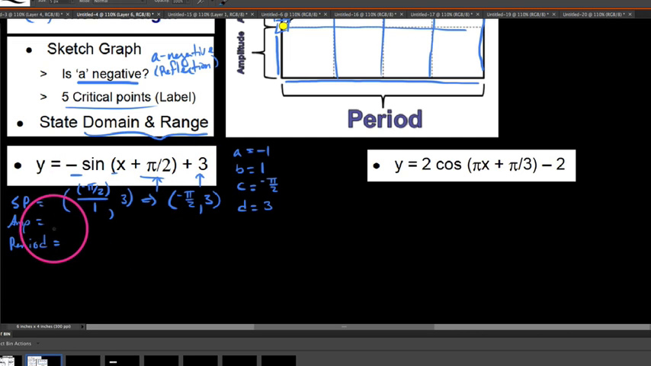So this graph is really going to be shifted left pi halves and up 3. And then we say it's amplitude. Well, the amplitude is the absolute value of a. And we know that the absolute value of a number is always positive. So our amplitude is 1 here. I'm going to put a box around these things. Let's put it in a different color.